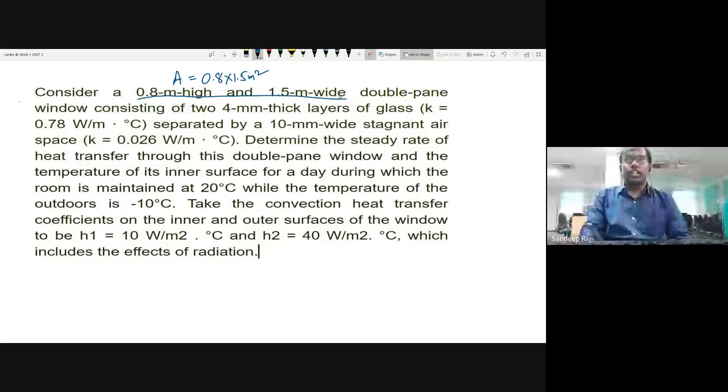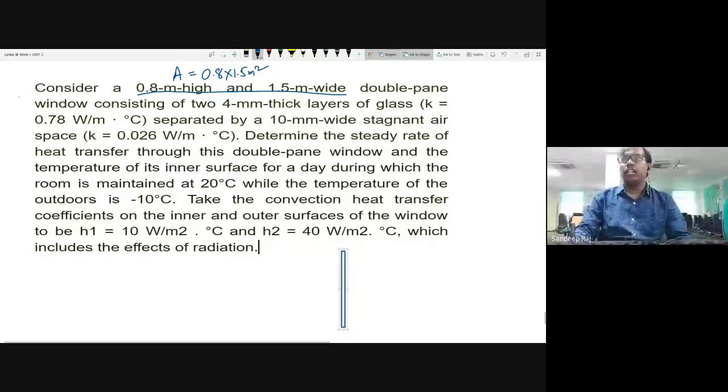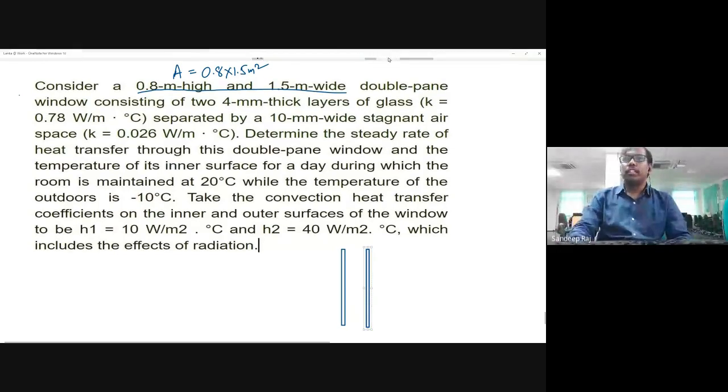Along with that, you have a double pane window. The double pane window will have two glass planes here. This is glass plane 1, and the glass plane 2 will be something like this. There are two glass planes here, and these two glass planes are entrapping air in it. You can see these are 4 mm thick, 4 mm thick.